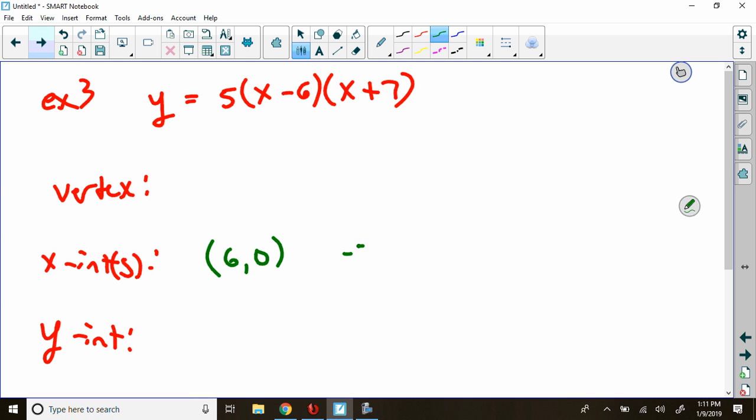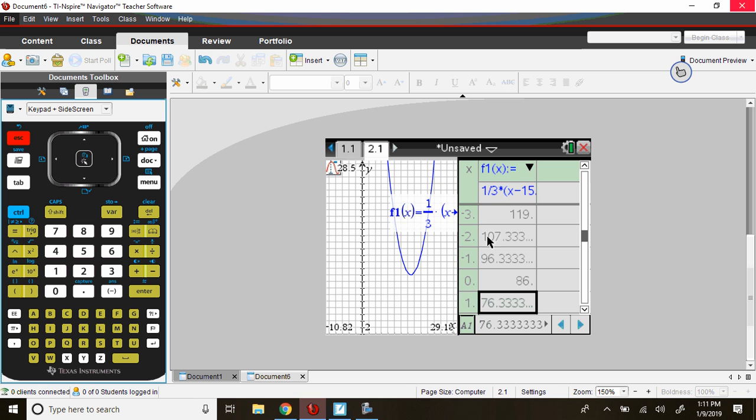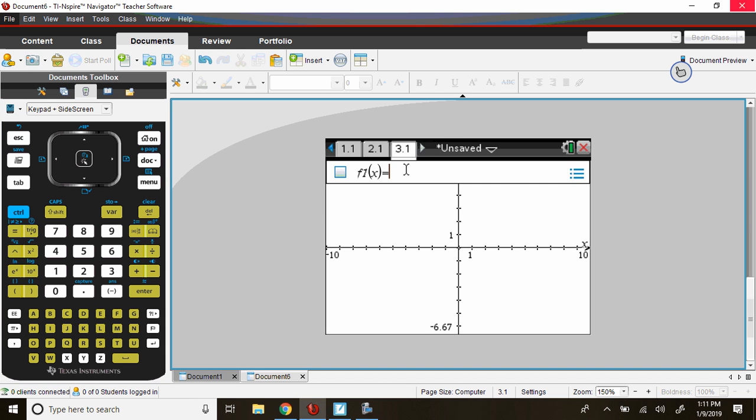Negative 7, 0, right? So we get our x-intercepts for free. To find the vertex, we're going to have to use our graphing utility. So doc, insert a problem, a graphs.